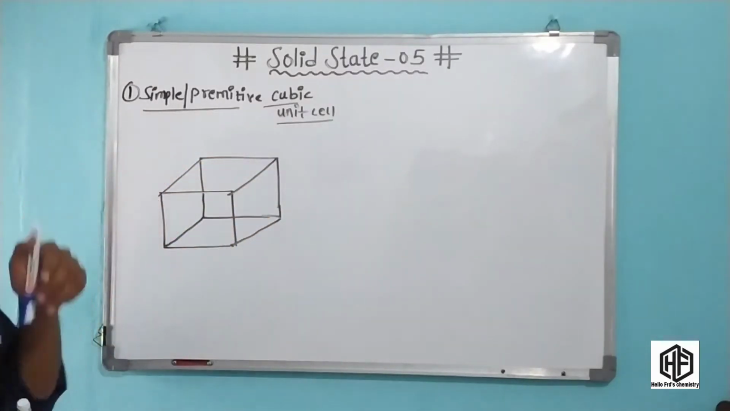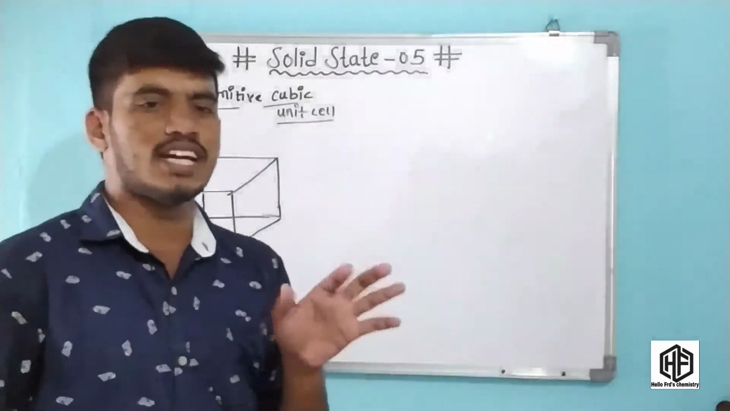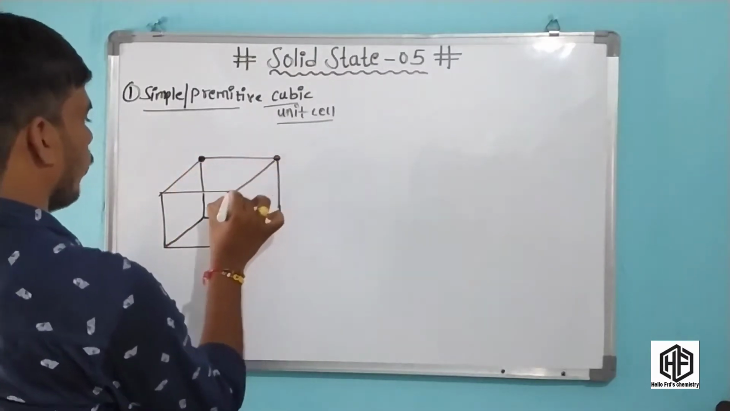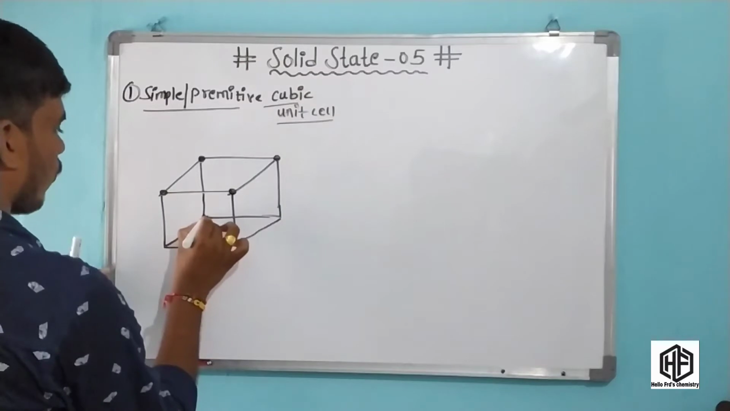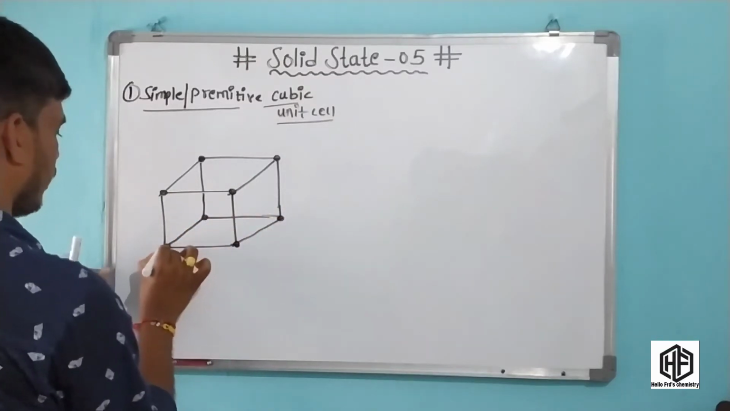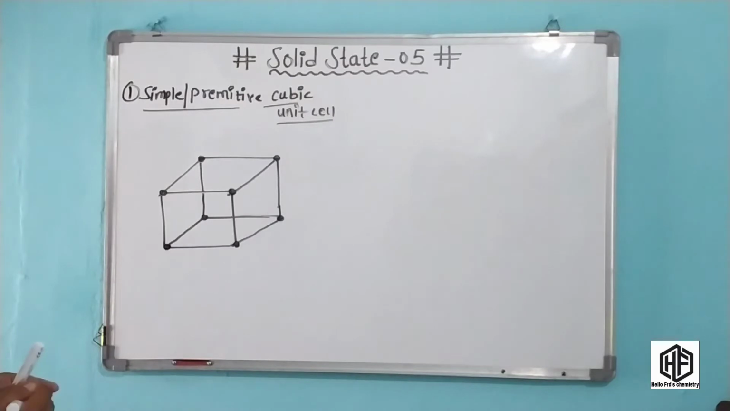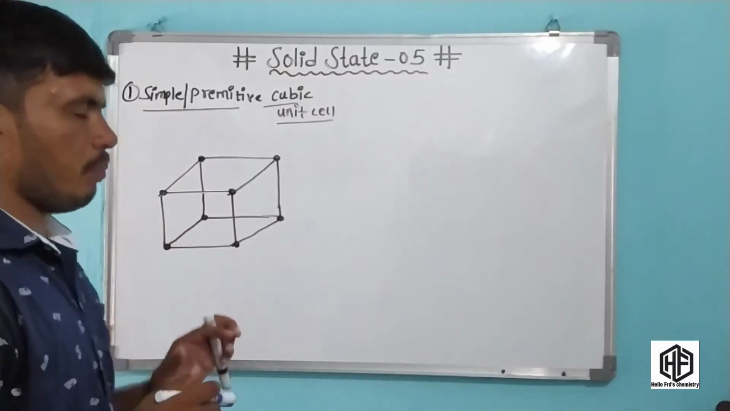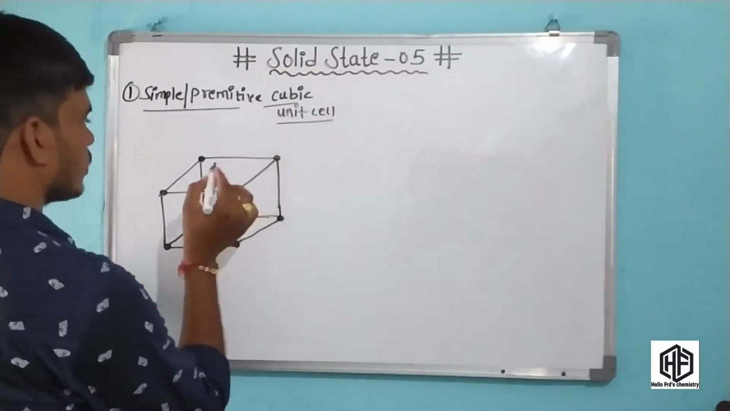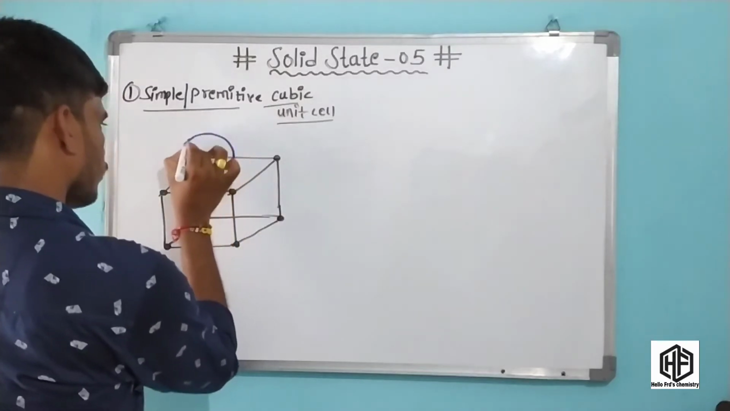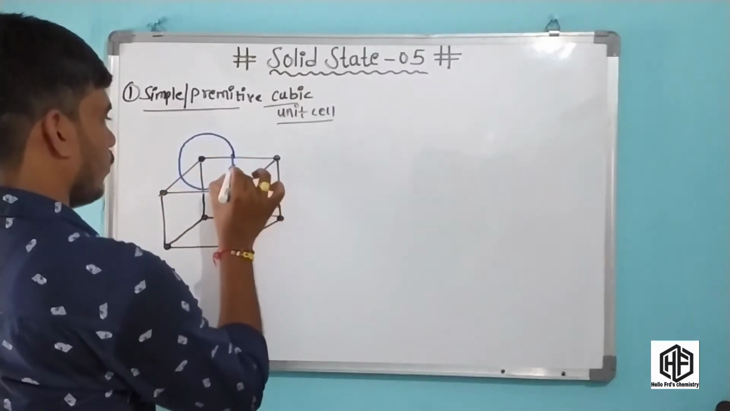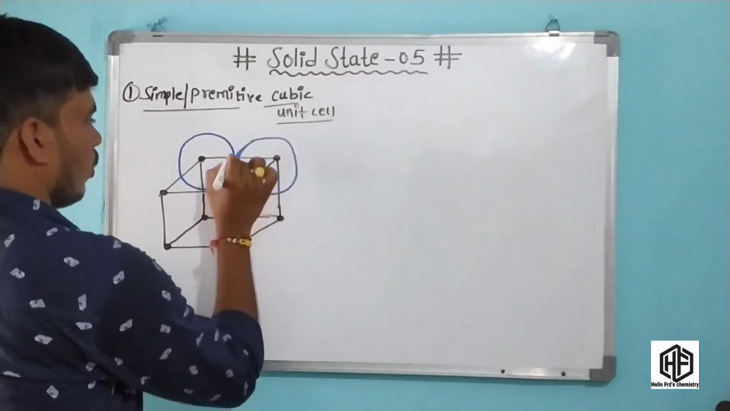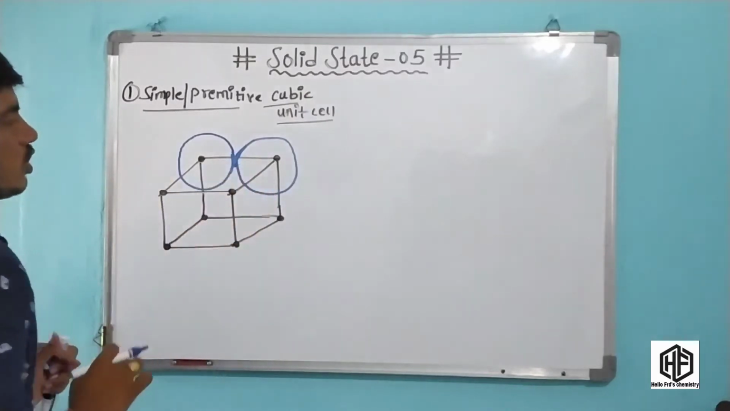Okay friends, in a simple or primitive cubic unit cell, atoms are present at the corners. This is 1, 2, 3, 4, 5, 6, 7, 8. Atoms are present at the corners in a simple or primitive cubic unit cell. Now these atoms are spherically shaped, so I represent the atoms in spherical shape in this color. Okay friends, these atoms touch each other.